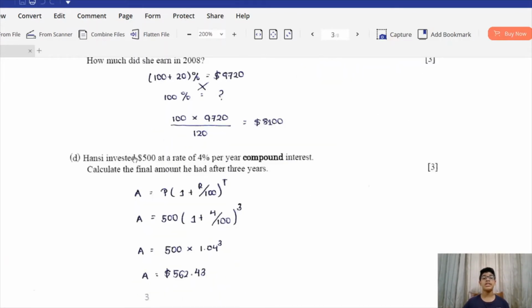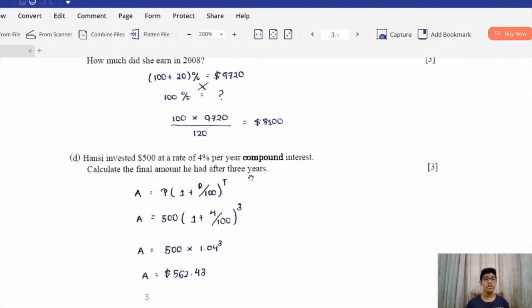Part D. Hansi invested $500 at the rate of 4% per year compound interest. Calculate the final amount he had after 3 years. So what we're going to do is list down the compound interest formula. This is basically the heart of the question. If you get this formula wrong, we mess up the whole question.